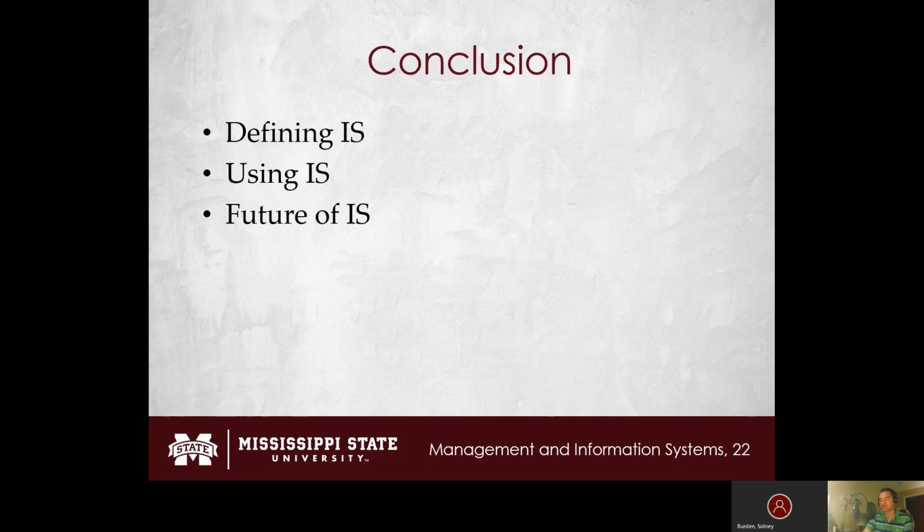Today was really about defining what information systems are, talking about how information systems are used by organizations, and then looking forward at the societal impact, thinking about what this could lead to in the future. That's about all I had. If you have any questions, let me know. Otherwise, I'm going to get off here and get this posted on YouTube. Thanks for attending, by the way.